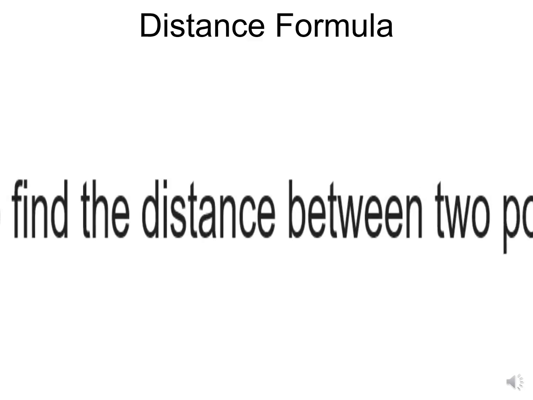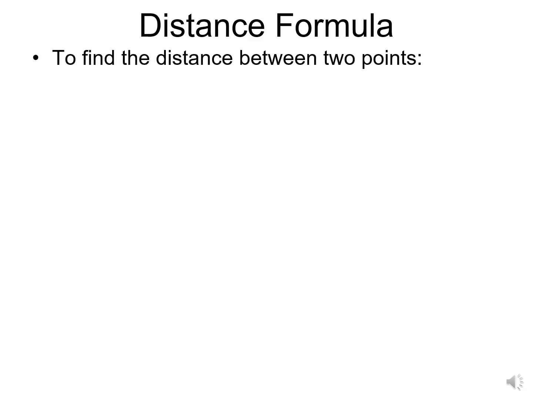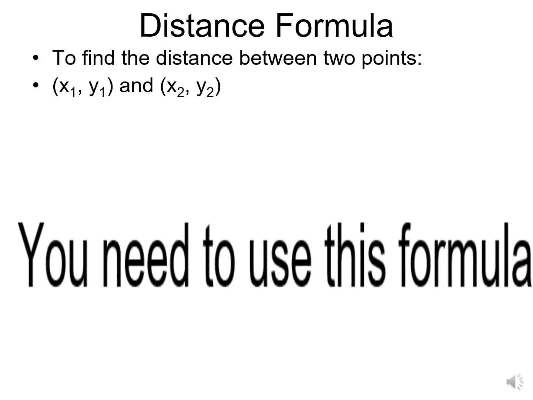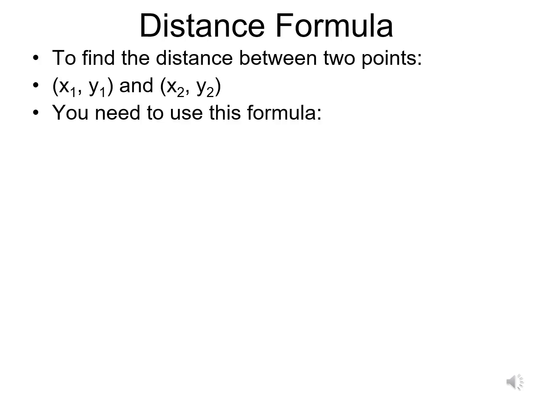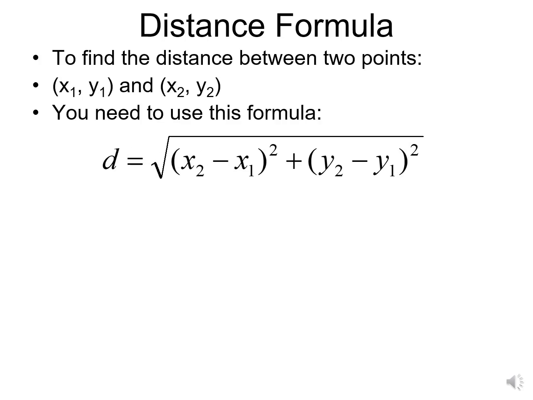Our next thing we're going to look at is distance formula. Distance formula is the distance between 2 points. So again, we're still using x1, y1, x2, y2. So this is going to help you if you label everything. This is the formula that you're going to use for it. It looks a little complicated, but once you get started with it, you should be okay. Notice it's the square root of x2 minus x1 squared plus y2 minus y1 squared.